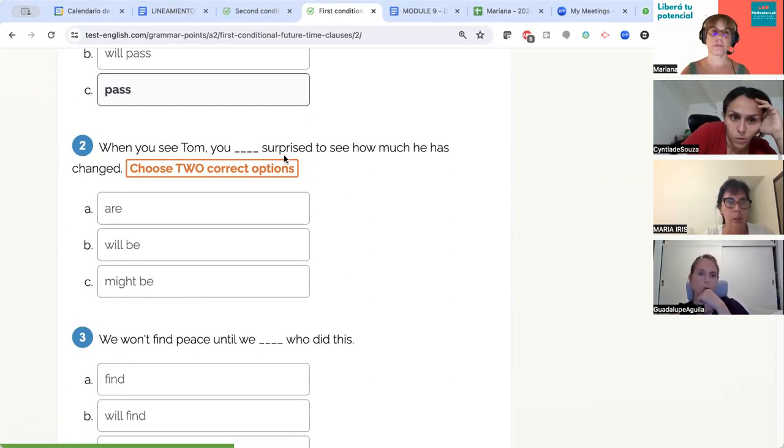When you see Tom, you will be surprised to see how much he has... will be or might be. Be or see. Yes. You might be surprised to see how much he has.